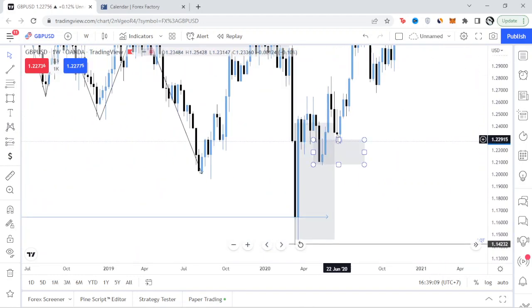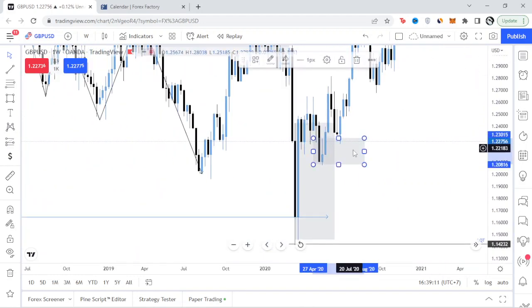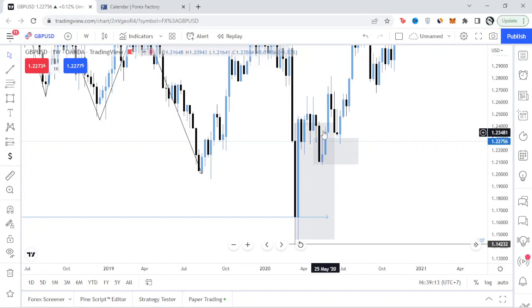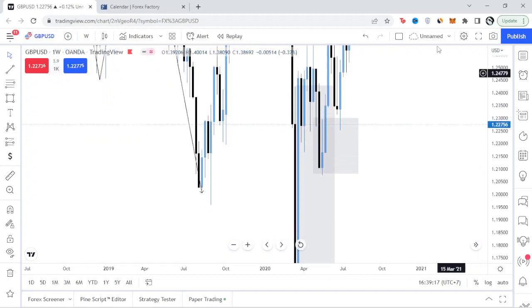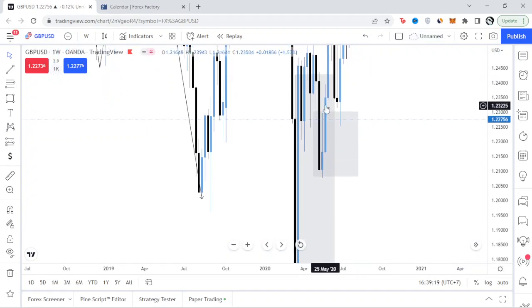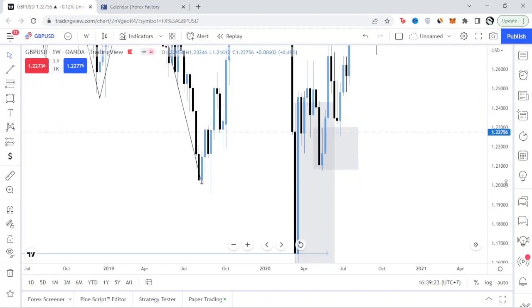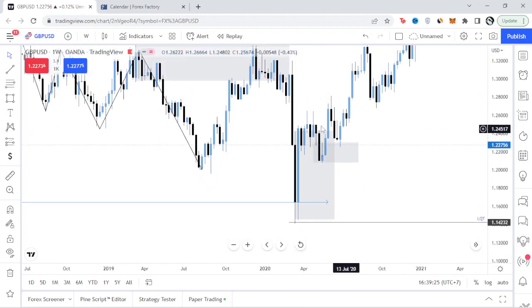You can refine it to this level here. Why? Because of the inefficiencies, I'm sure you can see that, right? The middle of that candle. Yeah, but it's not every time that happens. It can just stop at the first candle here.